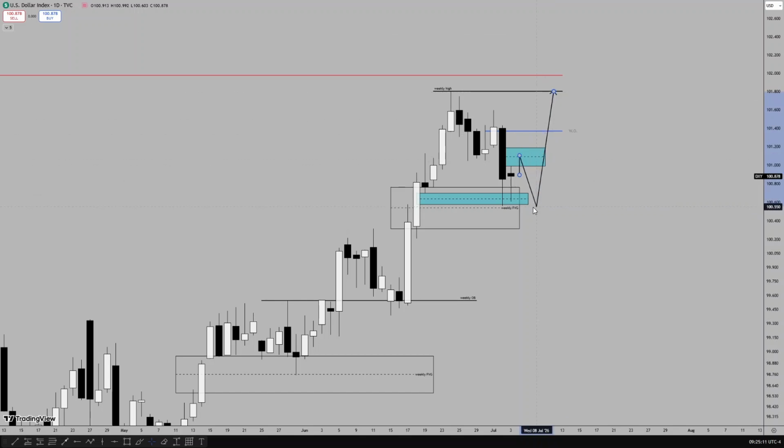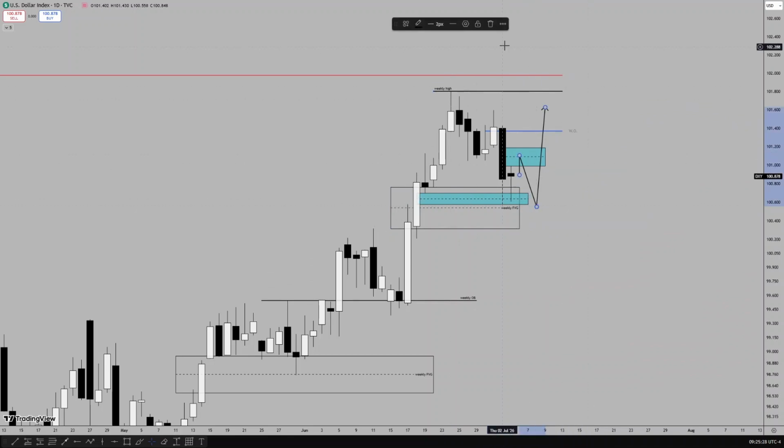I will be anticipating lower prices, but after a trade through the daily fair value gap, I will be anticipating a continuation in this weekly fair value gap, with price trading higher to the weekly high.